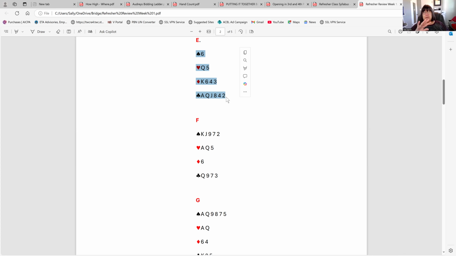Remember, we need to worry about that usually when partner has opened. Do we have enough to go to the 2 level? And we do. We need to have 10 points. We've got 10 points.